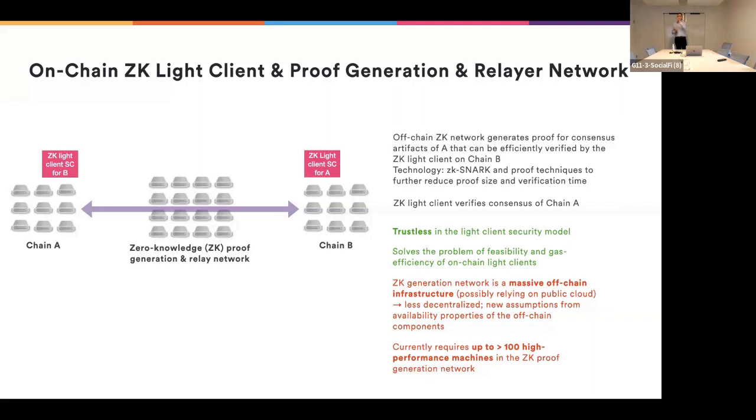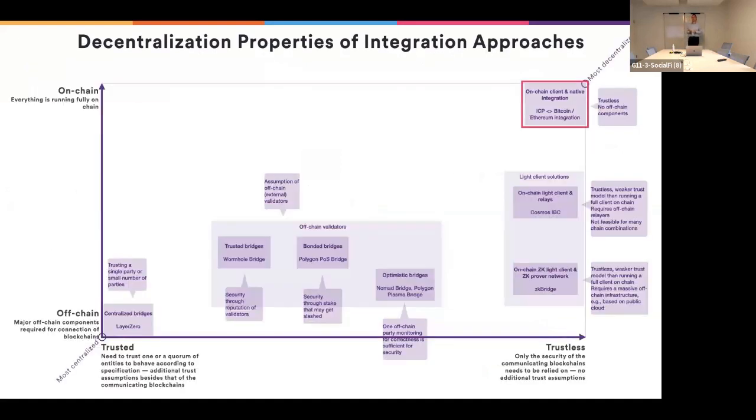The nice thing is that, as I said already, you can usually implement this approach for bidirectional communication for most chains, or for any smart contract chain. So I have now given you an overview of almost all the approaches. Now the final one on the top right, which is the most desirable state to be in, is the on-chain client and native integration approach, which is trustless and has no off-chain components.